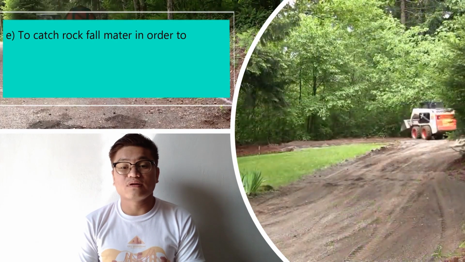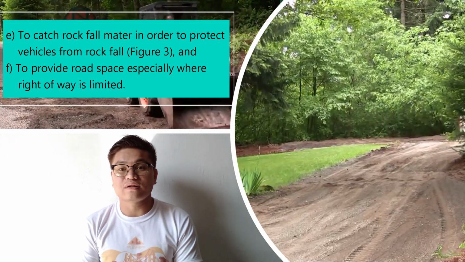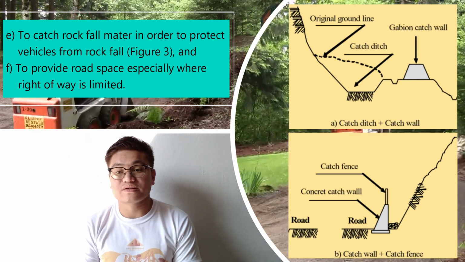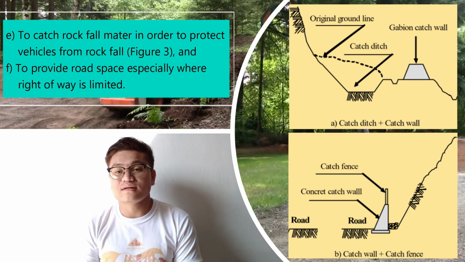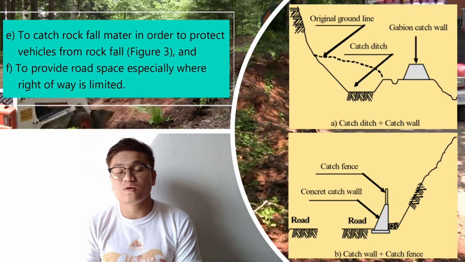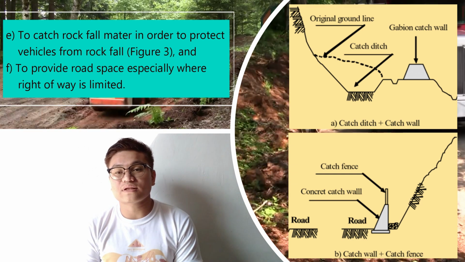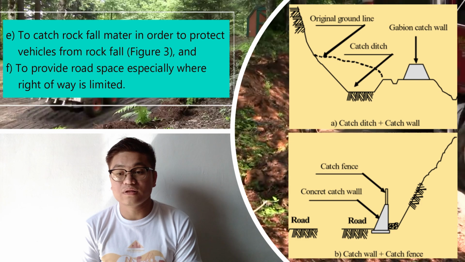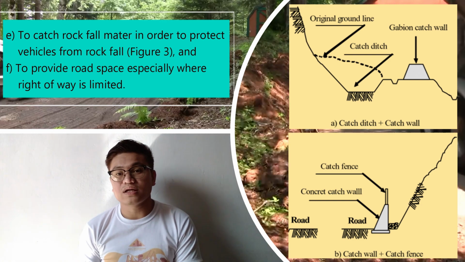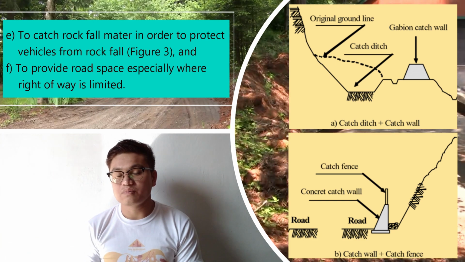Letter E, to catch rockfall in order to protect vehicles from rockfall, and also to provide road space, especially where right of way is limited. Look at the screen: figure 3, that is a catch ditch. It is used for roads beside slope land or highland, where rocks and soil falling down can reach the road, to protect the vehicles. The retaining wall and backfill are beside the road.